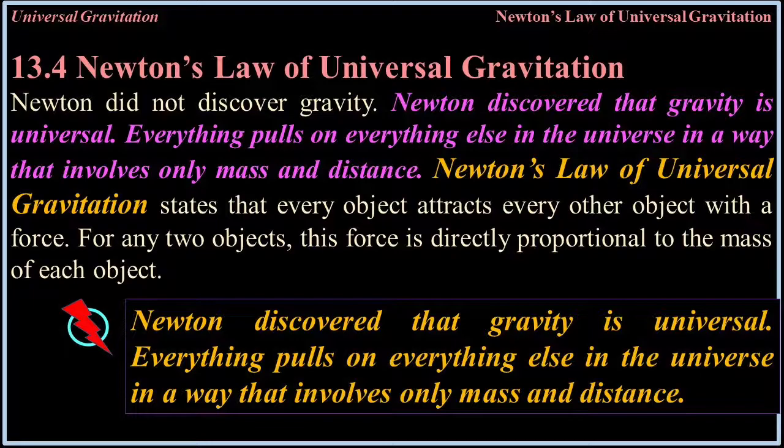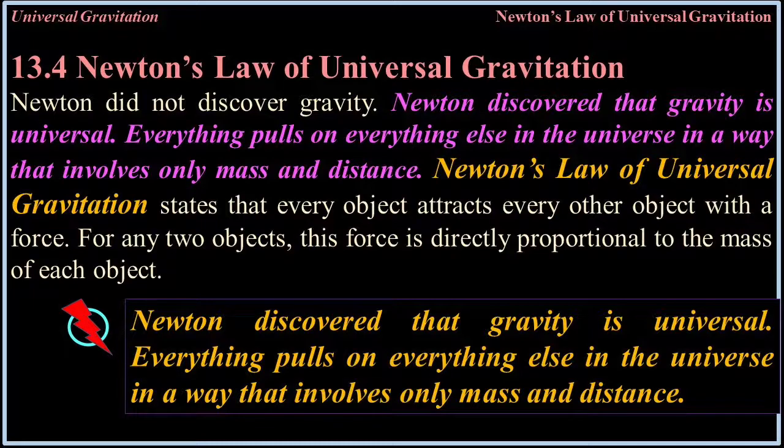13.4 Newton's Law of Universal Gravitation. Newton did not discover gravity. Newton discovered that gravity is universal. Everything pulls on everything else in the universe in a way that involves only mass and distance. Newton's law of universal gravitation states that every object attracts every other object with a force. For any two objects, this force is directly proportional to the mass of each object.